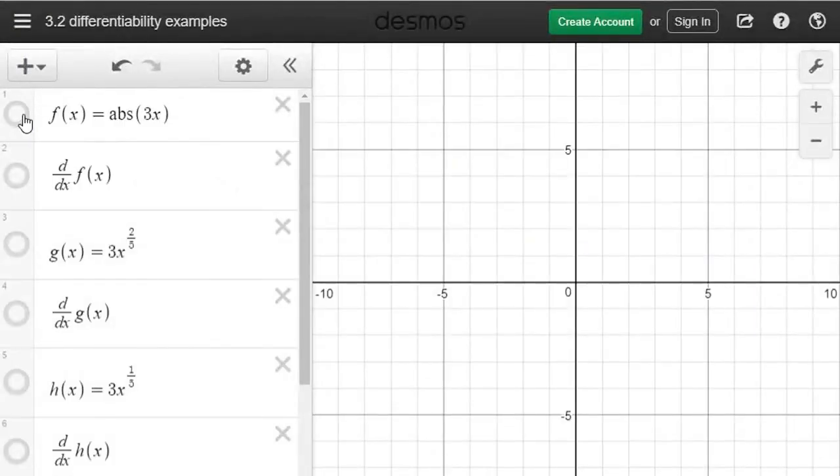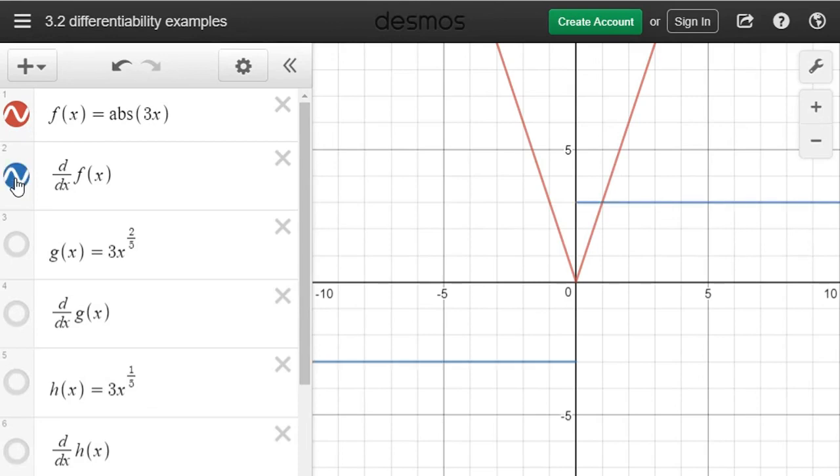So if we look at the graph of the absolute value of 3x, it's a V. So you can clearly see that there's a corner. It's continuous everywhere, but it's not differentiable at the point 0.